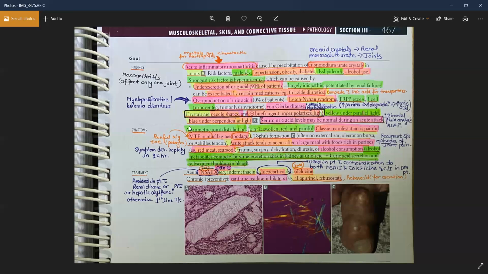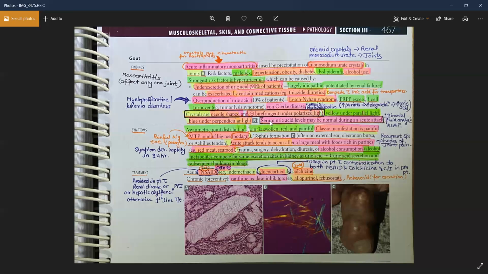Okay, so now, what are the joint findings? First of all, for the diagnosis of this condition, you need to aspirate the joint fluid. When you aspirate the joint fluid, you will look under the microscope, and what you will find is the needle-shaped crystals. Very important, and these are negatively birefringent under the polarized light, which means in parallel light they will be yellow, and in perpendicular light they will be blue, right?